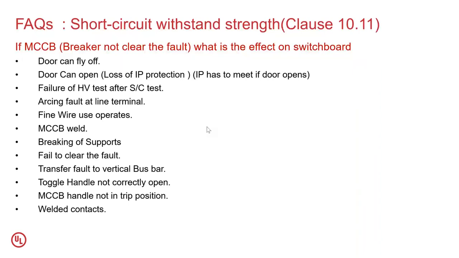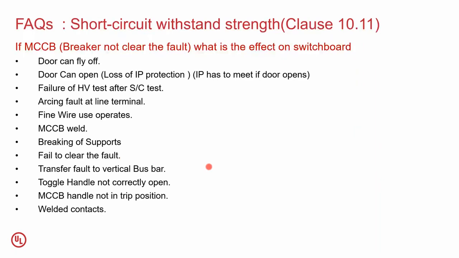Maybe that causes failure of HV, as I mentioned to you, as a condition after the short circuit test we do the HV test. If HV fails also, it is a failure of the short circuit. This is very, very important for you to remember, because only short circuit pass does not meet the requirement. After short circuit, the HV test has to pass. Due to breaker failure, arcing fault in the line terminal, the fuse may operate, the MCCB can get welded, breaking the supports of the main bus bar, failing to clear the fault, and transferring the fault to the vertical bus bar.